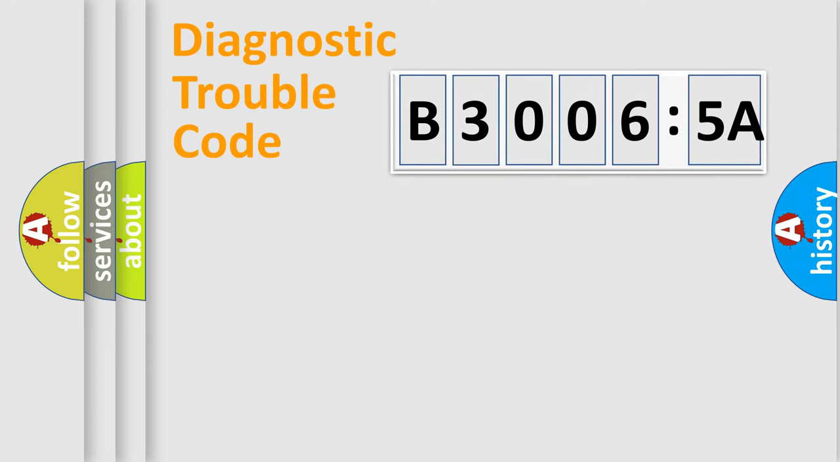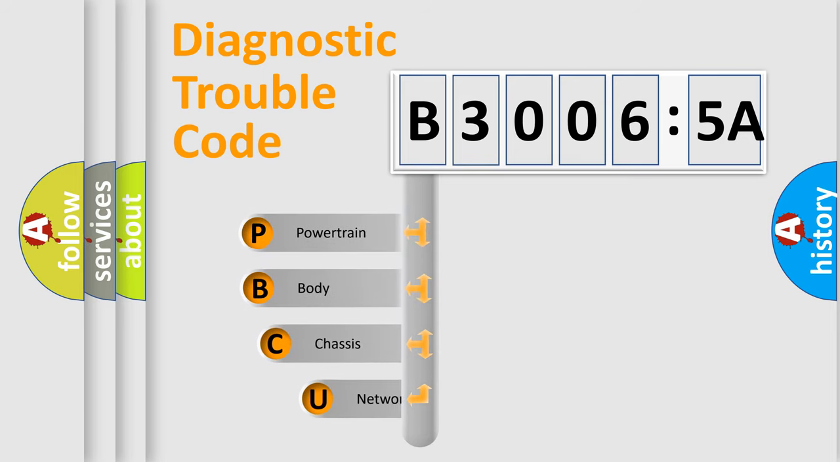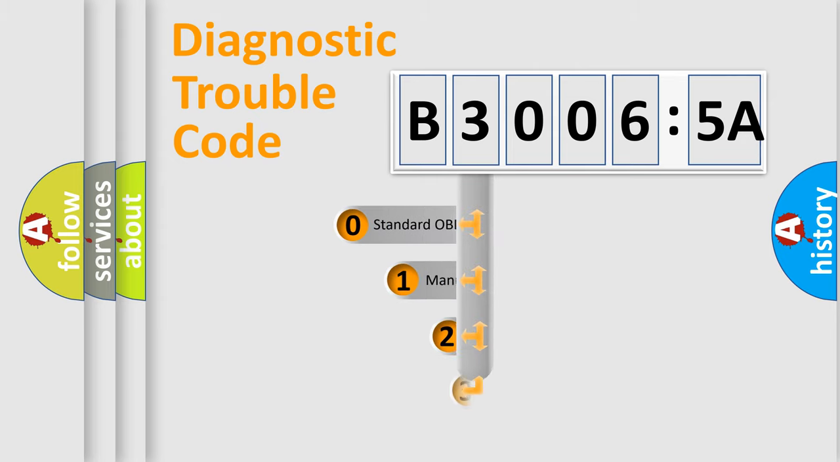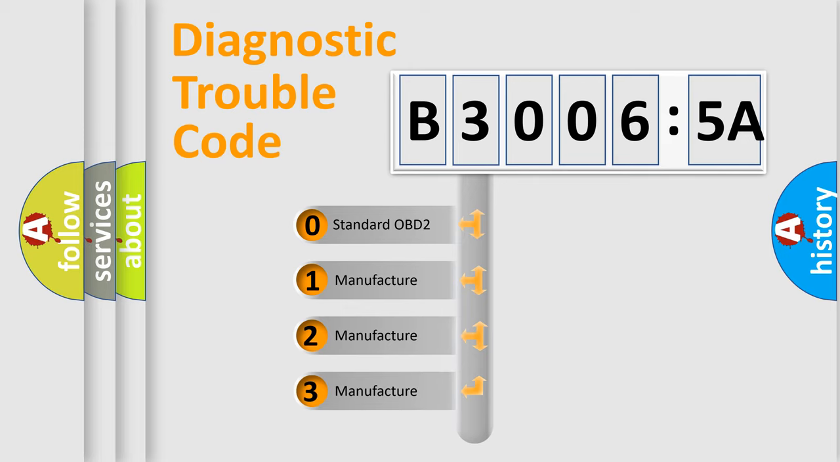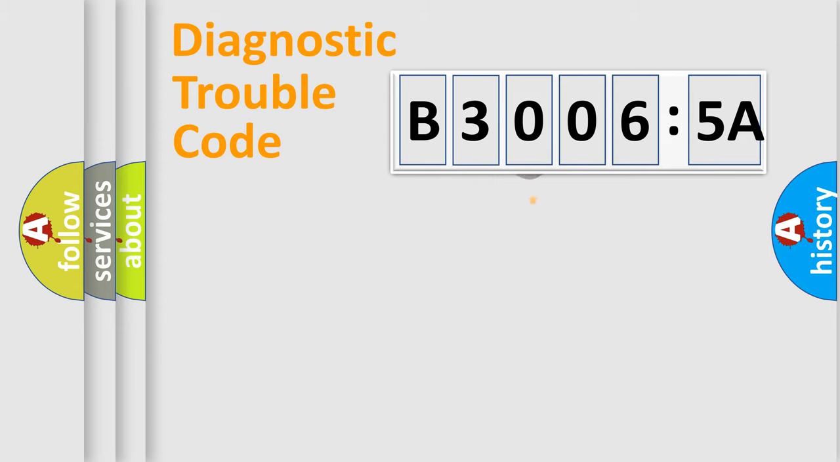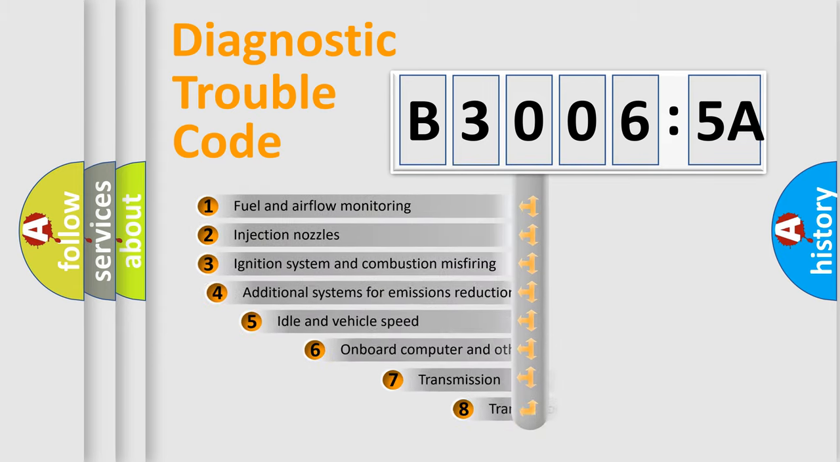Let's do this. First, let's look at the history of diagnostic fault code composition according to the OBD2 protocol, which is unified for all automakers since 2000. We divide the electric system of the automobile into the four basic units: powertrain, body, chassis, network. This distribution is defined in the first character of the code. If the second character is zero, it is a standardized error. In the case of numbers 1, 2, 3, it is a more specific expression of the car-specific error.